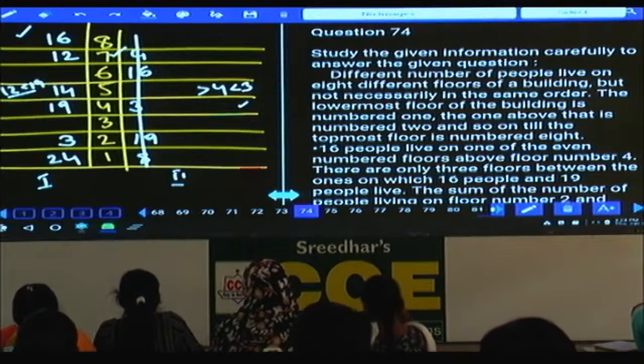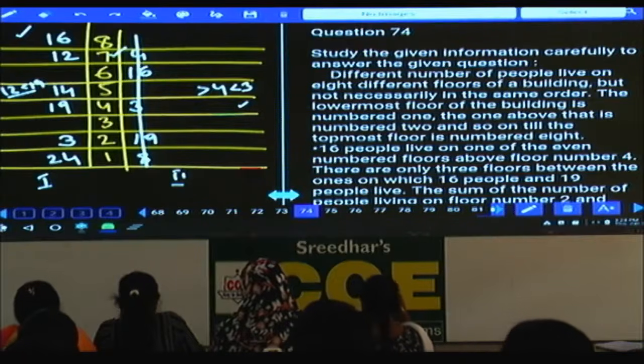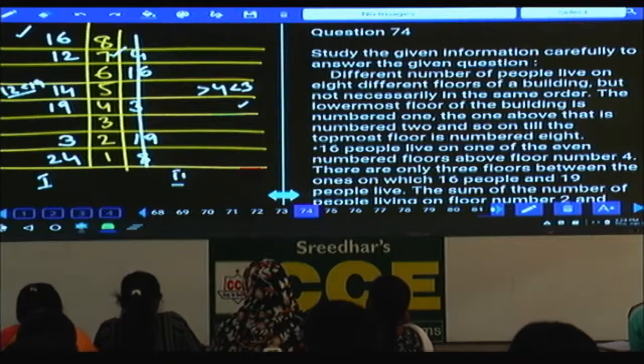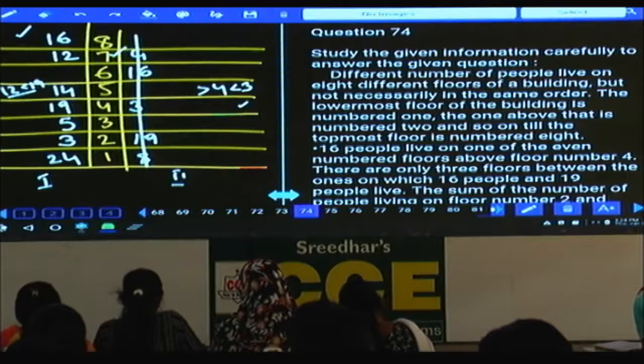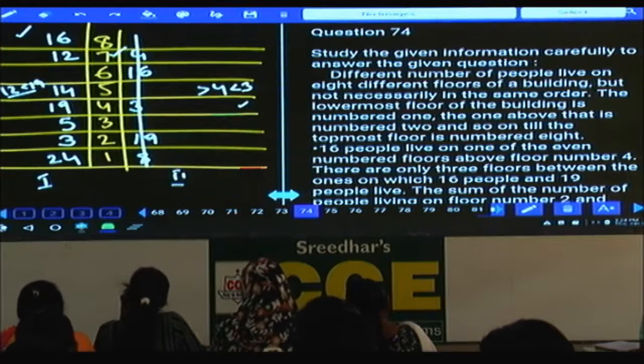And next one, 5 people live on one of the floors below floor number 5. Yes, what is the only possibility we have? 5 people must be on floor number 3. That is the only vacant flat available as of now.